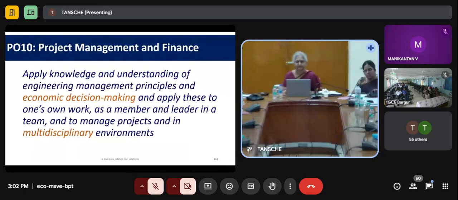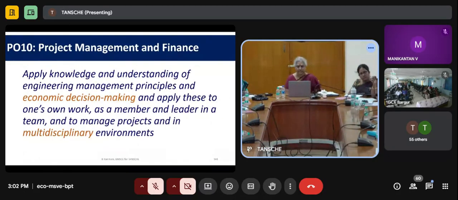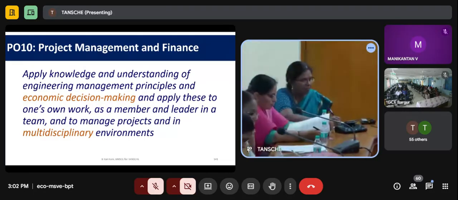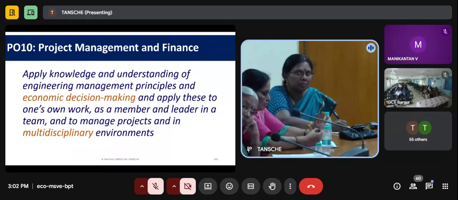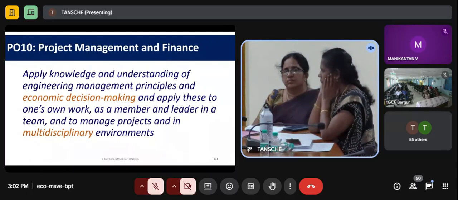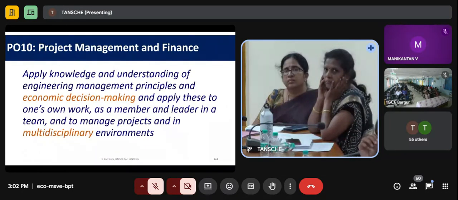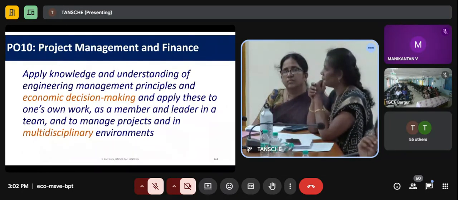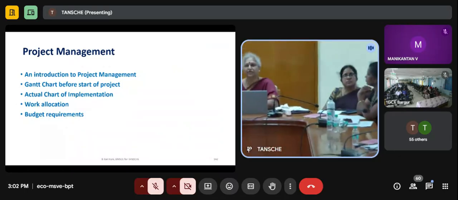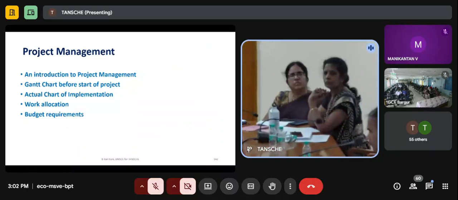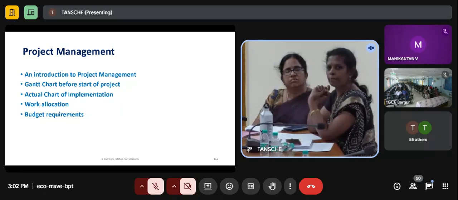Now moving further, we come to project management. Here there's economic decision making and a multidisciplinary environment. So once again, I would have the same suggestion. Wherever we have an open elective, let us explore having this multidisciplinary component. And I'm sure a curriculum has project management as a course. Let the students apply the project management concepts to the project they implement in the semester.